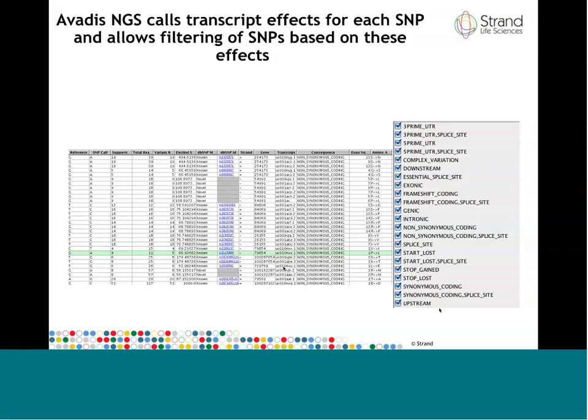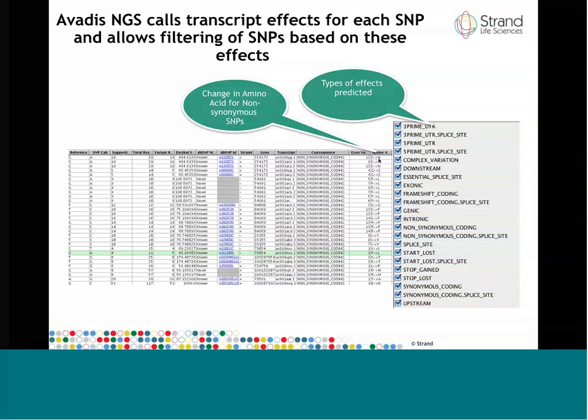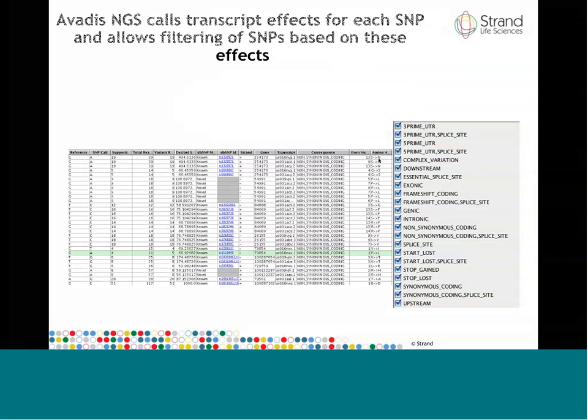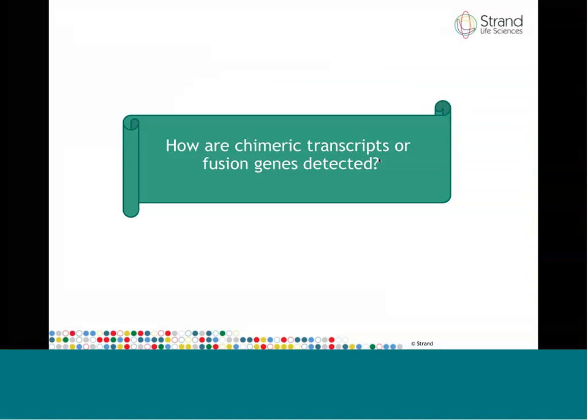A number of such effects are possible, and Avadis NGS gives you the list of effects that are listed out here in this list. It also tells you, if there's a non-synonymous change, which amino acid change happens. And you can filter SNPs based on any of these effects pretty easily by just checking or unchecking these boxes and then creating a list of SNPs of your interest. So that's how you can determine variants.